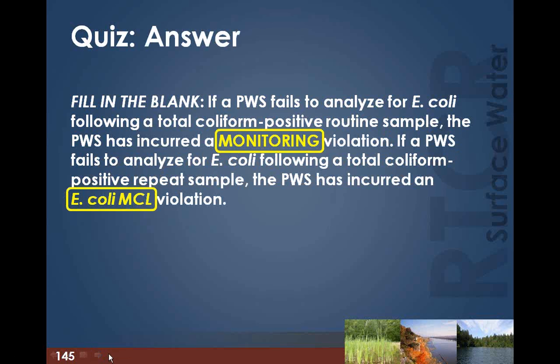In the first scenario, it is a monitoring violation if there is a routine total coliform positive sample with a failure to analyze for E. coli. In the second example, if a water system fails to analyze for E. coli following a total coliform positive, and the difference here is the repeat sample, then the water system has incurred an E. coli MCL violation.